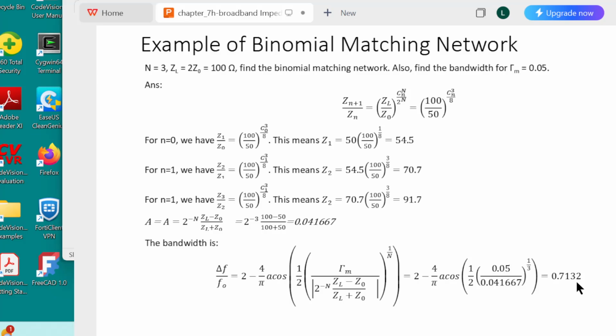On the other hand, if you substitute n is equal to 1 only here, then the value that you get is very, very ugly. The bandwidth will be very narrow. So you will notice the fractional bandwidth has improved by at least 50%, just by adding 2 more stages.